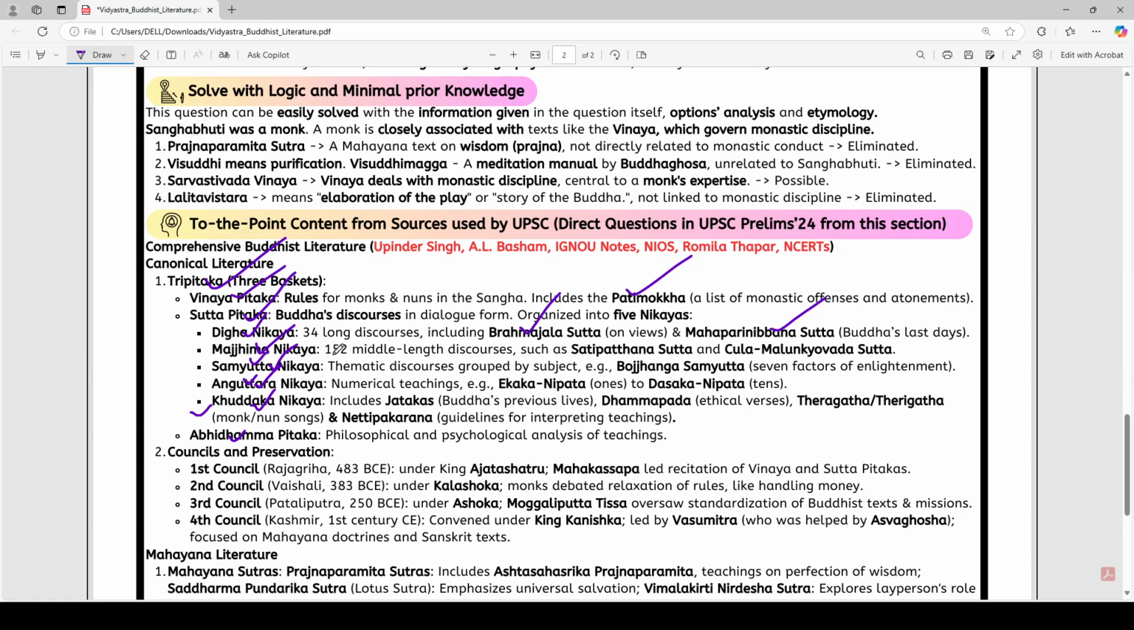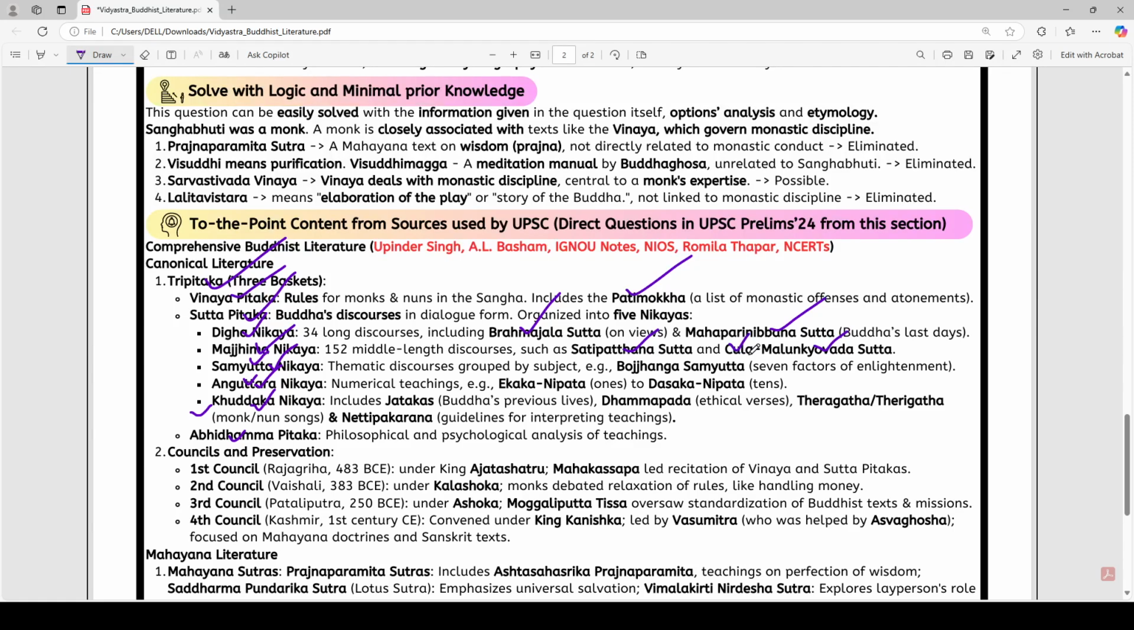Then within the Majjhima Nikaya there is the Satipatthana Sutta and the Culamalunkyovada Sutta. Now Satipatthana means, Sati means wisdom, the achievement of wisdom, that is included in this Satipatthana Sutta. And this Culamalunkyovada Sutta is, Malunkyaputta was actually a monk. Okay, Malunkya was a monk whom Buddha taught something. So those teachings are included in this Culamalunkyovada Sutta.